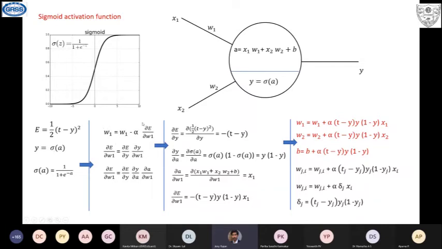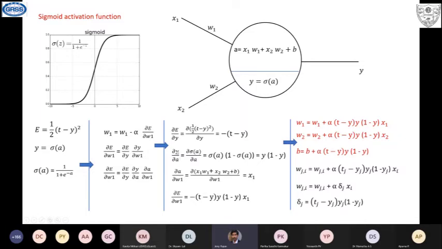Again we are using the gradient descent method to derive the weight updation formula. This is how we are going to update the parameters: W1 is equal to W1 minus alpha into dou E by dou W1. All these things we discussed, so the only change is here.